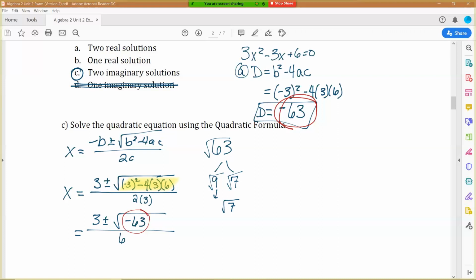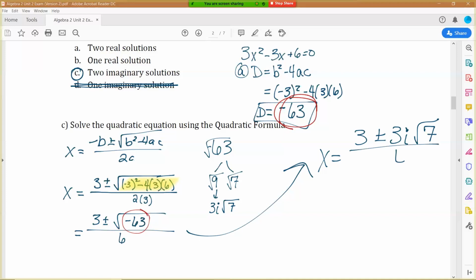So since it's negative 63, we're going to pull out an i. So 9 becomes the 3. The i is from the negative that I forgot. So going back to, I'm going to go over here, 3i square root 7 all divided by 6.